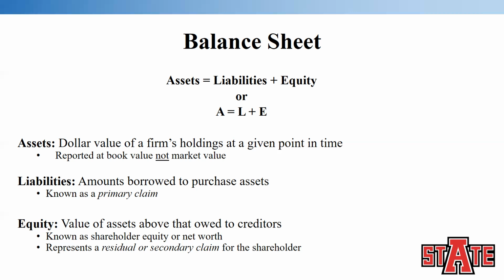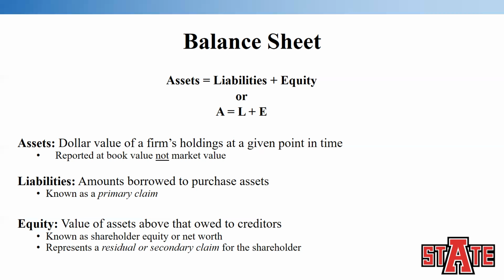But equity, because it's the amount of the value of assets above that owed to creditors, it represents a residual or secondary claim for the shareholder. And so that's just saying that shareholders will get whatever's left after liability providers receive the amounts that they are owed from the disposition or liquidation of assets. So if you think about a simple balance sheet, let's do simple math here. A company's got $100 million in assets.